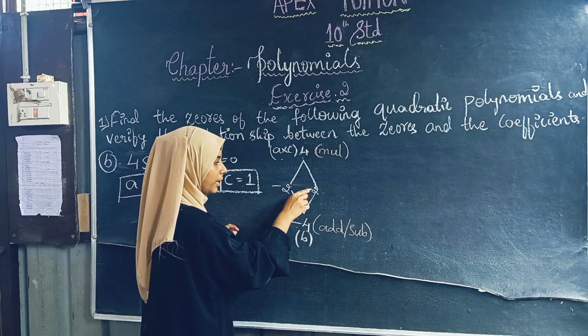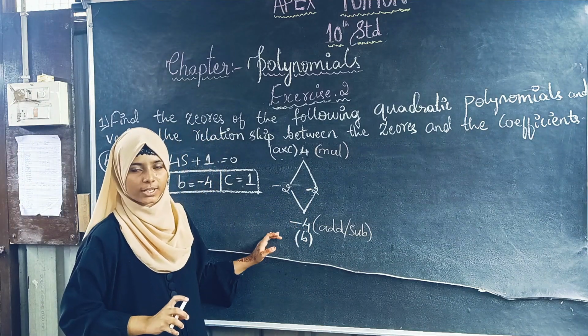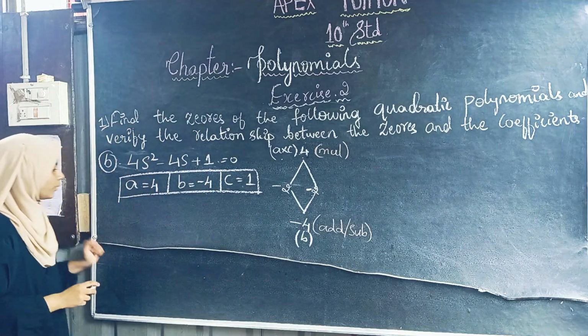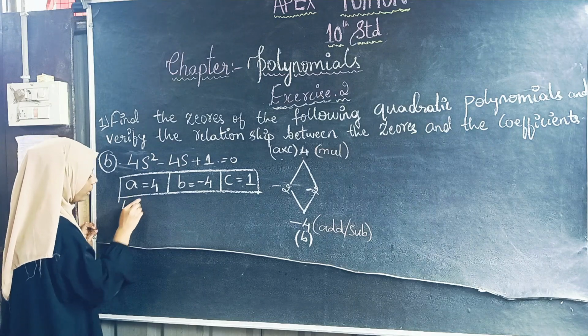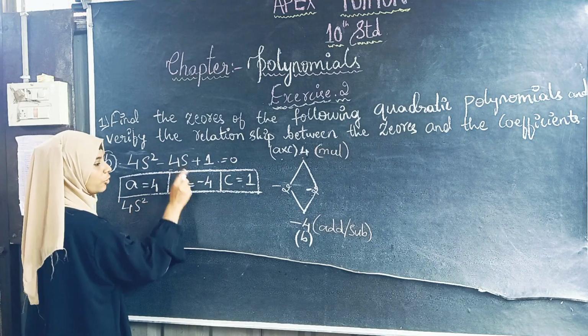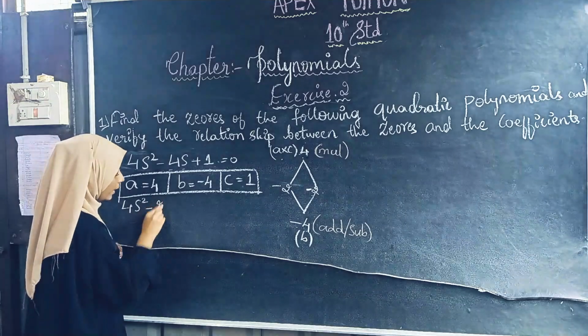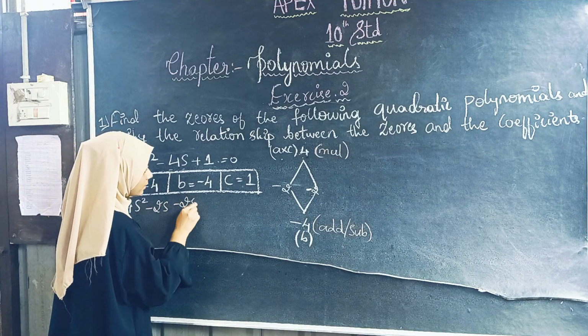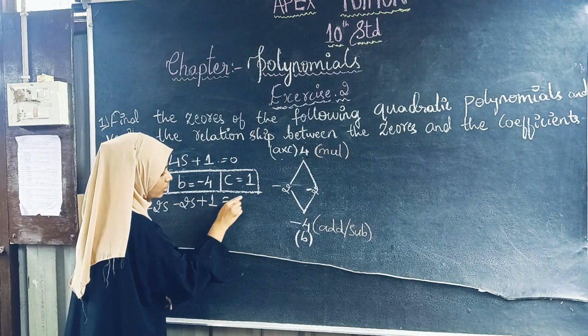Here the common symbol is minus. We have taken the minus 2 and minus 2. Now we have to write this 4s square. Instead of minus 4 we have to write minus 2s. Here 4s square minus 2s minus 2s plus 1 is equal to 0.